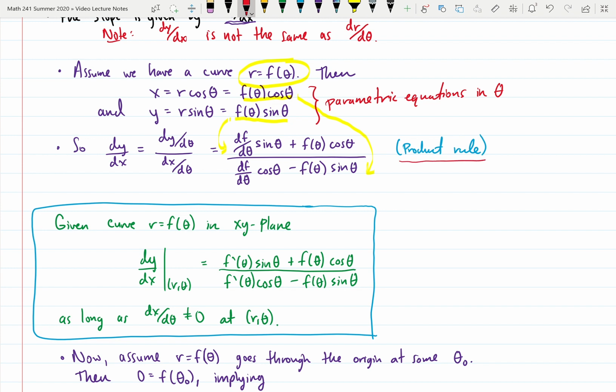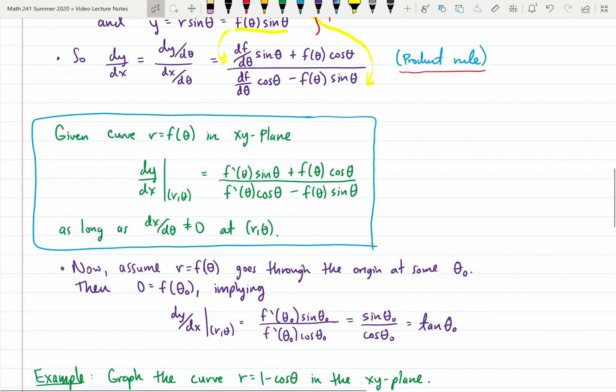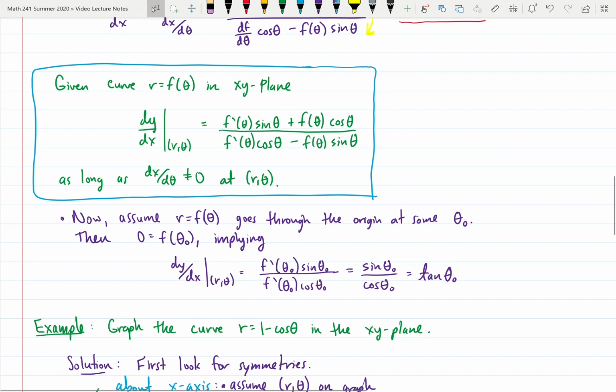And this leads to an important theorem that you should know. If you're given a polar curve r = f(θ) in the xy plane, then the equation for dy/dx in terms of r and θ is given by this here, which we just derived. This holds as long as dx/dθ is not equal to 0, because if dx/dθ was equal to 0, this equation would require us to divide by 0. We'd have a 0 in our denominator.